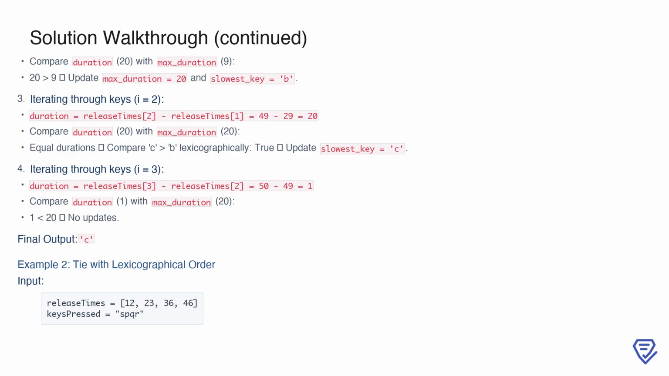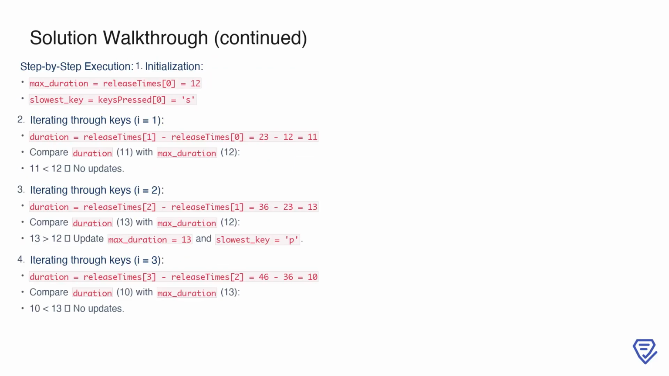In another example, we consider the inputs release_times equals 12, 23, 36, 46, and keys_pressed equals SPQR. Here, we initialize max_duration to 12, corresponding to the first key, S. Now, we calculate the duration for the second key at i equals 1 as release_times[1] - release_times[0], which is 11. Since 11 is less than the current max_duration of 12, no updates are made.